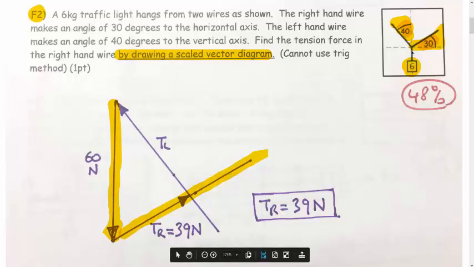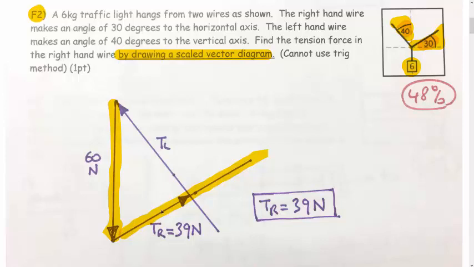If I add the three vectors, the weight, the right hand tension and the left hand tension together, they must form a closed triangle, because there's no resultant, because there's no net force, because there's no acceleration, because this thing is in equilibrium. So there's a logical flow to that.